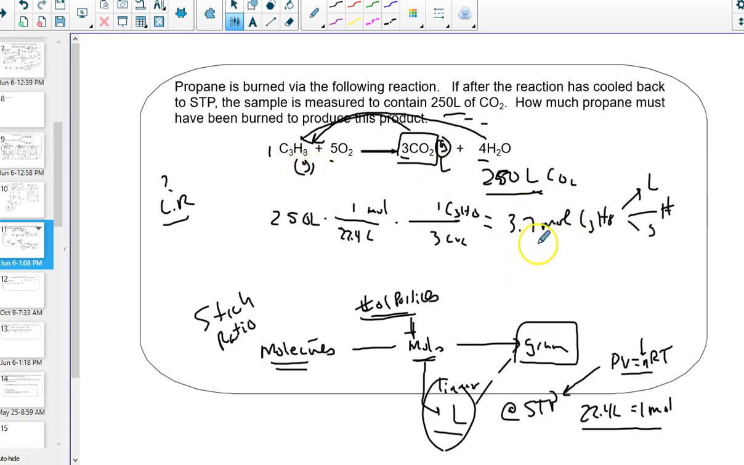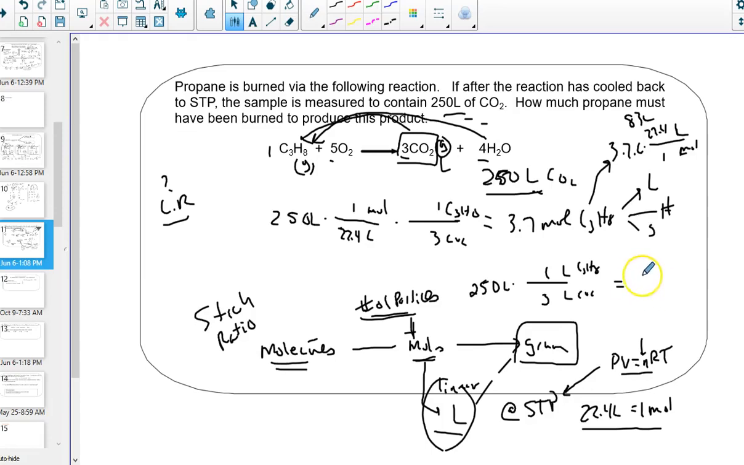But let's just show that quickly to see how we get the same. Well, 3.7 moles, let's kick this back to liters quickly here. Get rid of moles and go to liters. So 1 mole is 22.4 liters, is 83 liters. So 83 liters. Let's try the math out directly. I have 250 liters. Get rid of liters and go to liters. CO2 to C3H8. This is a 3:1 ratio. 250 divided by 3 is 83.3. Alright? Don't just memorize pathways, understand how they work and why they work. And then you can do whatever you want with them.